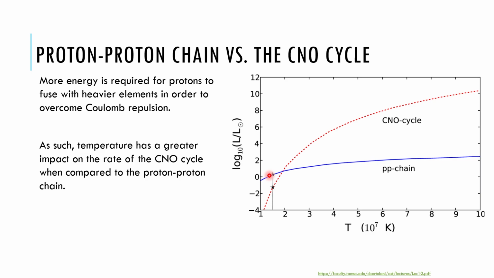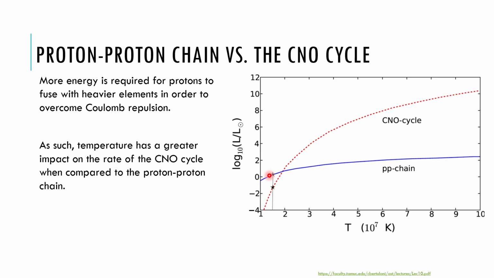Essentially, you need more energy for protons to fuse with heavier elements such as your carbons, your nitrogens, and your oxygens, because each of those nuclei have lots of protons bundled in, and therefore there is more Coulomb repulsion to overcome. So in higher temperature stars, there is an environment where the protons have more energy, and because they have more energy, they are more likely to overcome that Coulomb repulsion when they come into contact with one of those large nuclei.